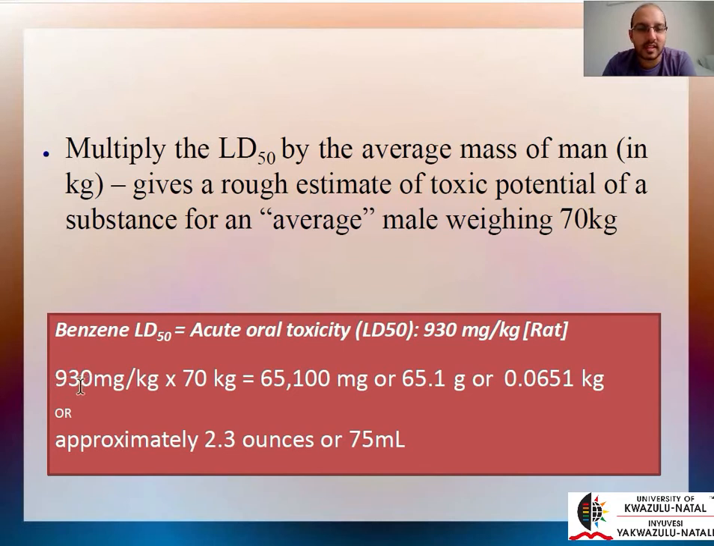you can calculate the lethal dose by simply multiplying. So 930 milligrams per kg multiplied by 70 kgs, and that will give you 65.1 grams. So what this tells us is that 65.1 grams is the amount that would kill at least 50% of a population of humans who weigh 70 kgs each. So converting this into volume terms for benzene, that's 75 milliliters.